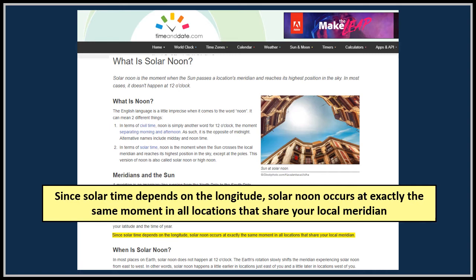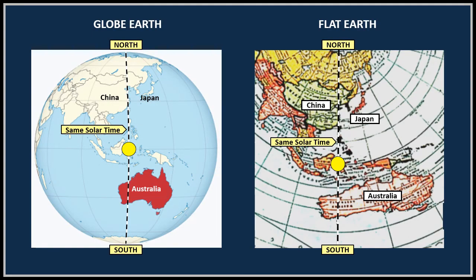Since solar time depends on the longitude, solar noon occurs at exactly the same moment in all locations that share your local meridian. So here on both maps, I have placed the sun directly over the longitude, and now we know that it is solar noon for all of these locations, and this is how we know that Western Australia is due south of eastern China.